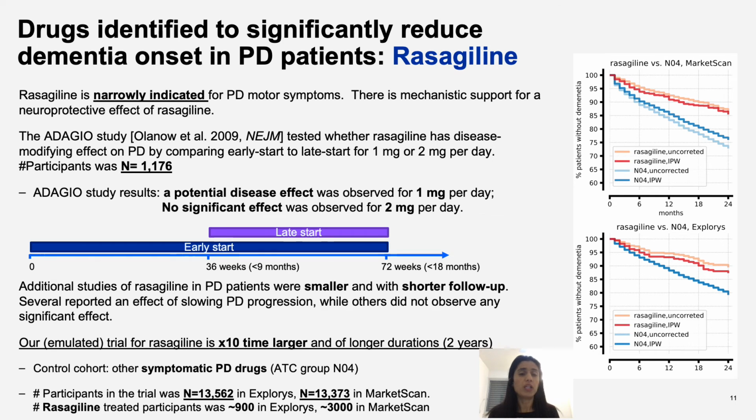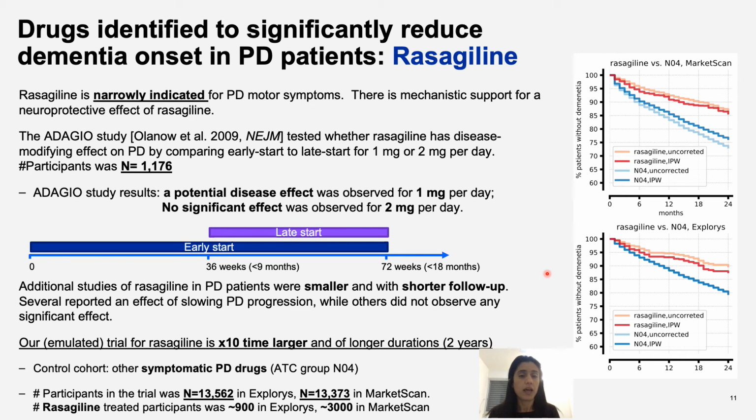So we identified 2 drugs that have a potential disease-modifying effect for Parkinson disease, one of which is rasagiline. This is a drug that is currently indicated for treating PD motor symptoms, meaning that this is a symptomatic drug and not a drug intended for healing or slowing the disease. So there is a mechanistic support for a neuroprotective effect of rasagiline, and therefore there have been several studies that tried to evaluate this effect, however, without any conclusive results.